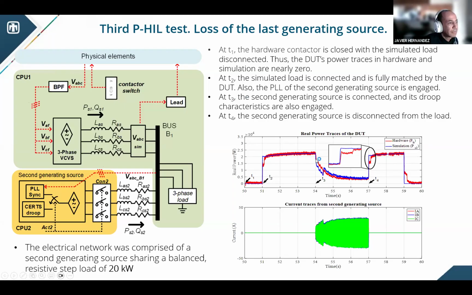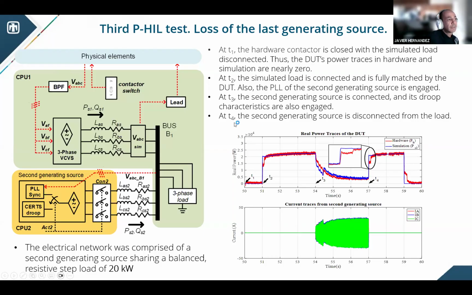You could see that now the grid forming inverter starts to drop its power supply to this three-phase load. But also notice how the current on this second generating source starts to increase. It is also important to notice that we don't have large spikes. So this again highlights the importance of synchronization prior to the initial interconnection of this second generating source.